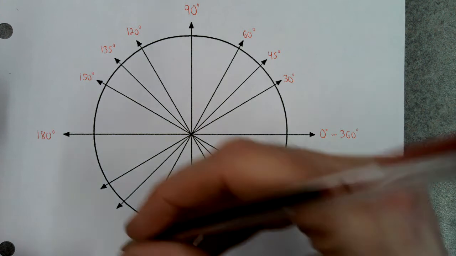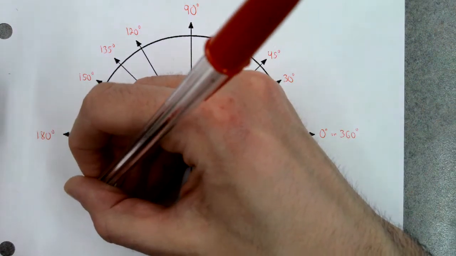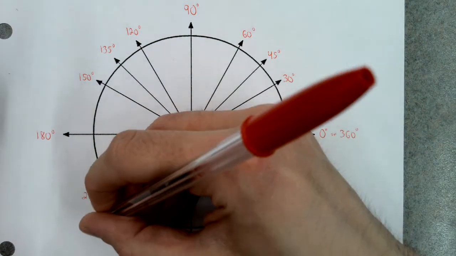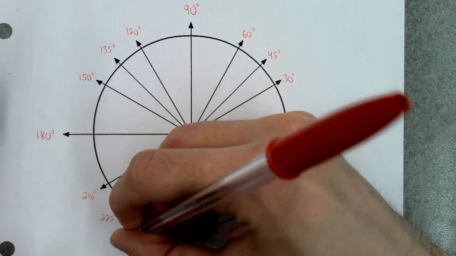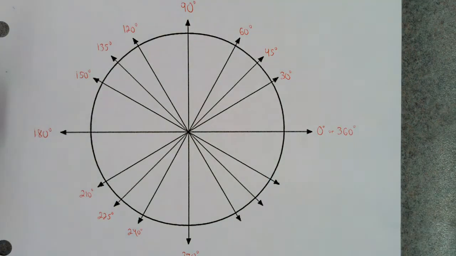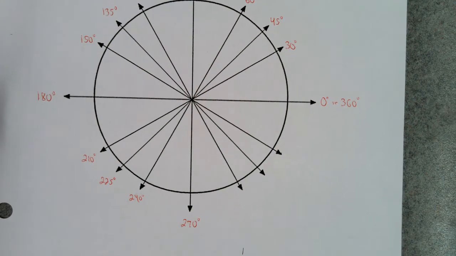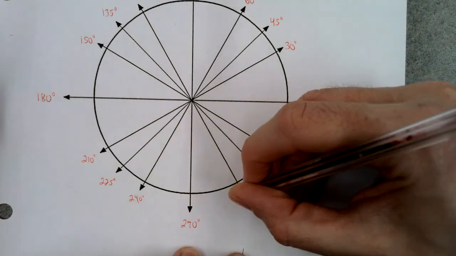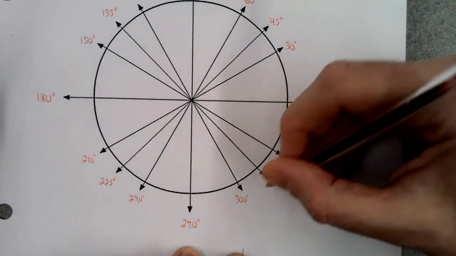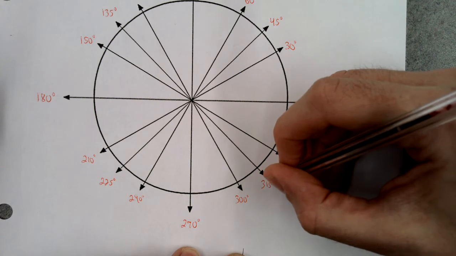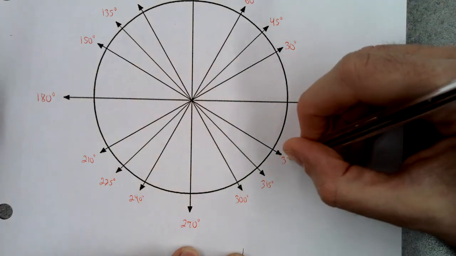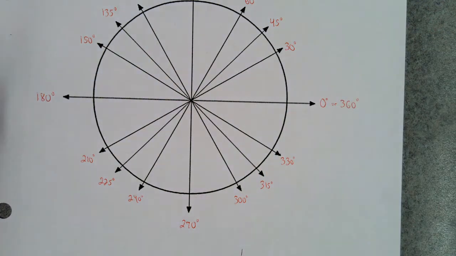Then we add 30 again to get to 210. Then we add 15 to get to 225. Then we add 15 to get to 240. Then we add 30 to get to 270. Then we add 30 to get to 300. Add 15 to get to 315. Add 15 to get to 330. Then we add 30 to get to 360. Okay, we've done that already.